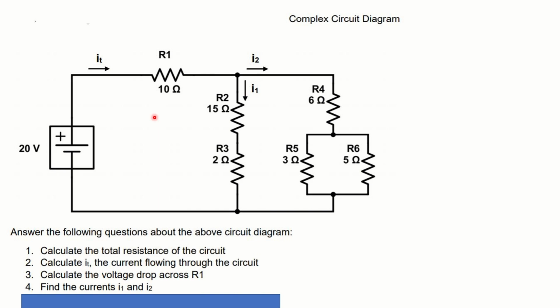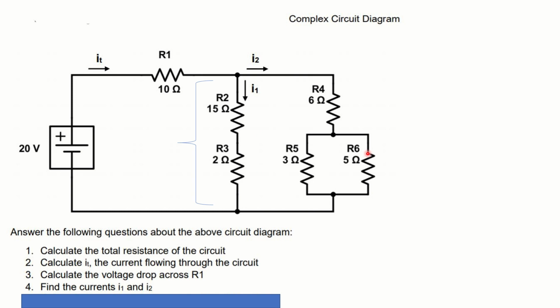All right, folks, next section. Find the currents across I1 and I2. I1 being this chunk right here, consisting of R2 and R3, and I2 being this chunk right here, R4, R5, and R6. I'm going to start with I1 because it's a little bit simpler.